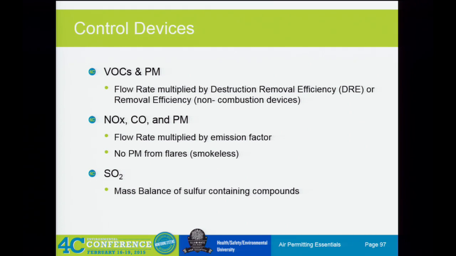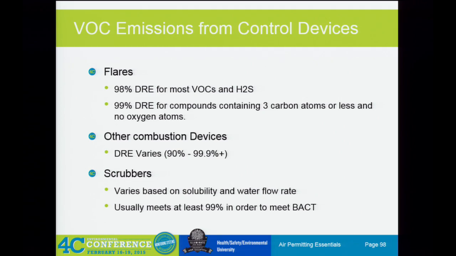SO2 won't have an emissions factor. SO2 will be a mass balance on sulfur in your stream, and then a fraction of the SO2 will convert to H2SO4, depending on how much it is. For flares, like I said, the destruction removal efficiency is 98% for almost everything except your 3 carbons, which will be 99%. For your other combustion devices, you can get pretty high with some of the thermal oxidizers and the vapor combustors and catalytic things. You can get up to 4 nines. So 4 nines means 99.99. That's what 4 nines means.